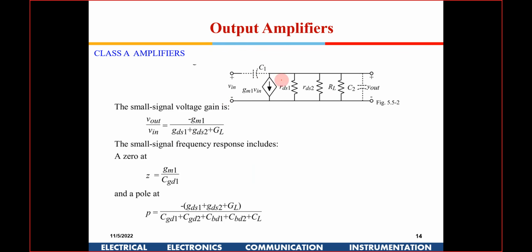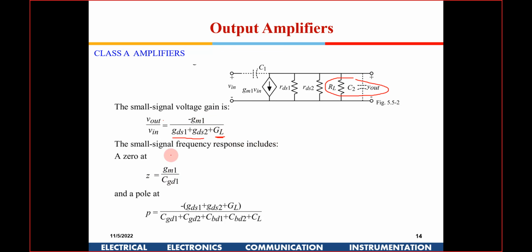So this is the small signal equivalent. If you see V out, it is these two resistances plus GL. GL is nothing but the load resistance. Now we have to target that we keep this much higher than this GDS, so that this is not dependent on the load. So that is one option.